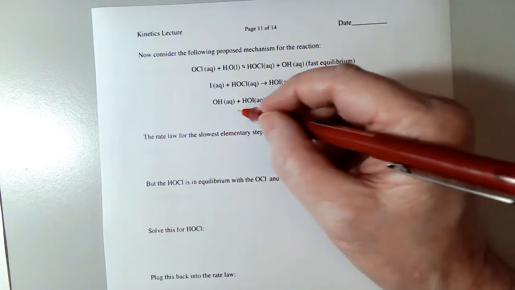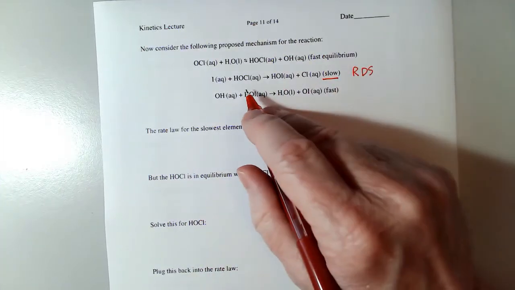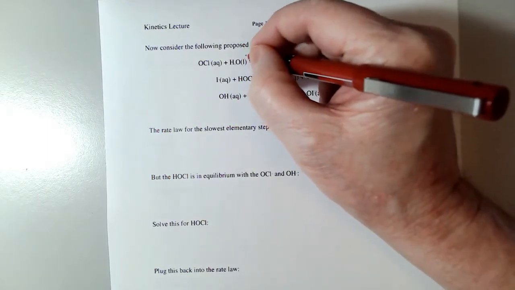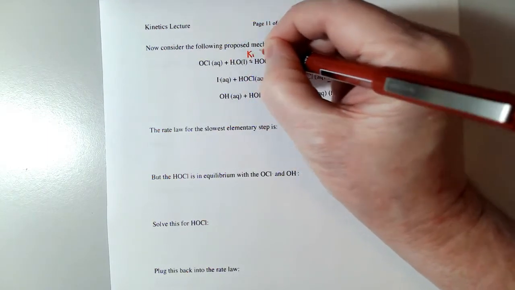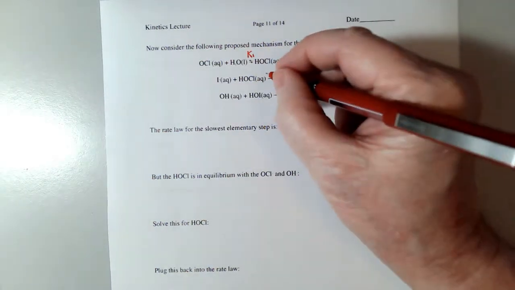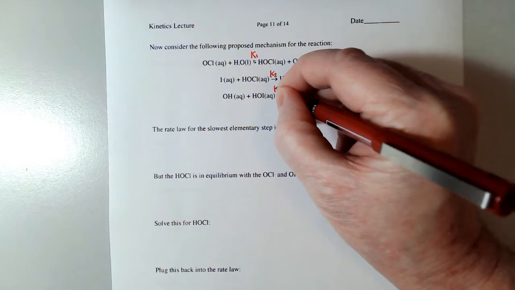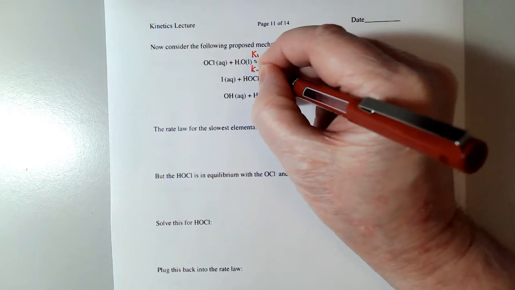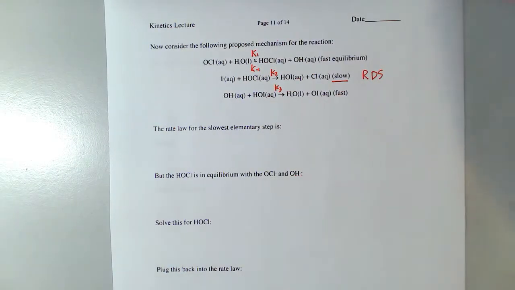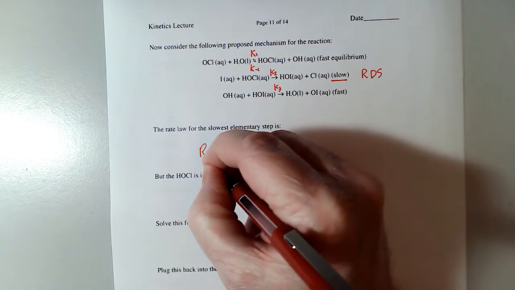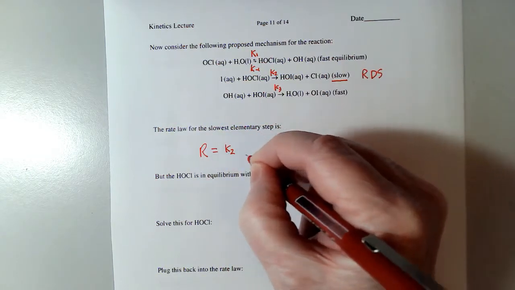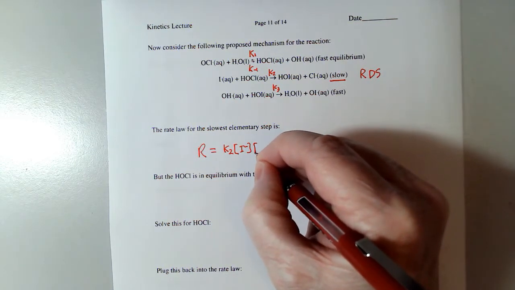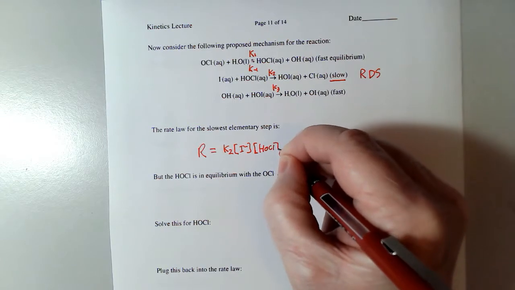Now, I'm going to say that the rate law must be written for the rate determining step. Well, since there's so many steps, K for the first reaction, we'll call K1. Rate constant for the first one's K1. And we'd have a K2. And we'd have a K3. If we wanted to, we could even say K for the reverse step is K negative 1, because it is an equilibrium. So based on this, the rate law should be R equals K2 times the concentration of I minus times the concentration of HOCl.